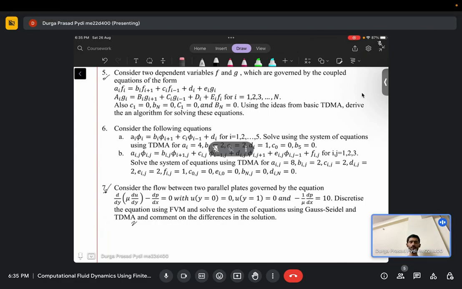But eventually, for the remaining course, we'll be mostly using Gauss-Seidel. We won't be using TDMA much. If you want, you can, but Gauss-Seidel is kind of an easier way. Implementation wise, it is much easier for the course purpose. I can see that.